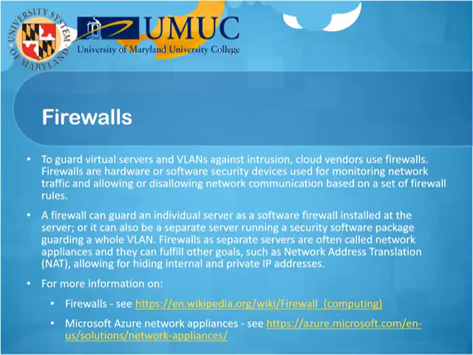A firewall can guard an individual server as a software firewall installed at the server, or it can be also a separate server running a security software package guarding a whole VLAN. Firewalls as separate servers are often called network appliances, and they can fulfill other goals such as network address translation, or NAT, which allows for hiding internal and private IP addresses. For more information on firewalls and Microsoft Azure network appliances, see the links provided.